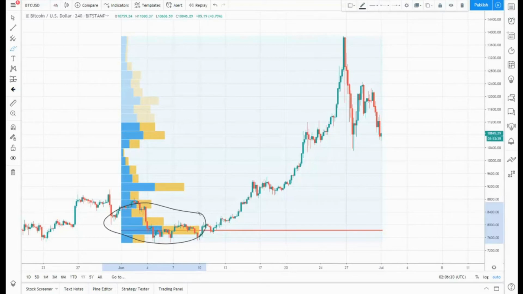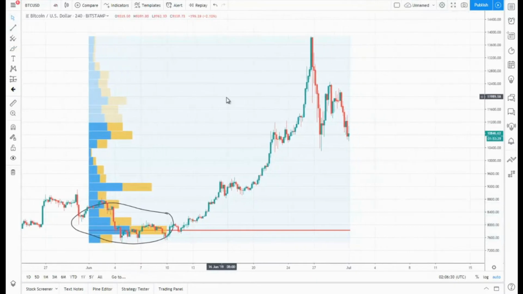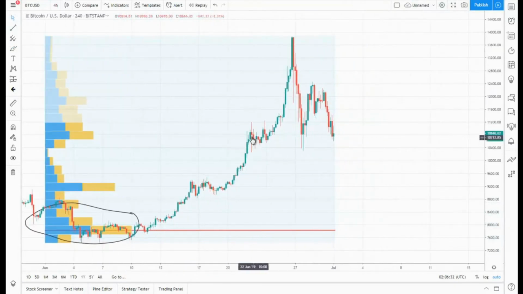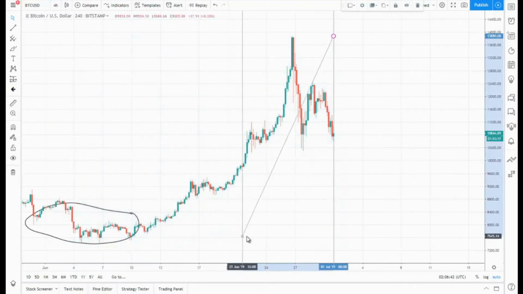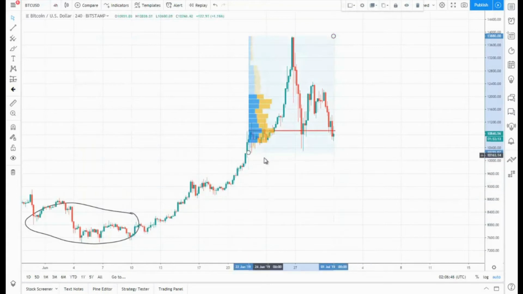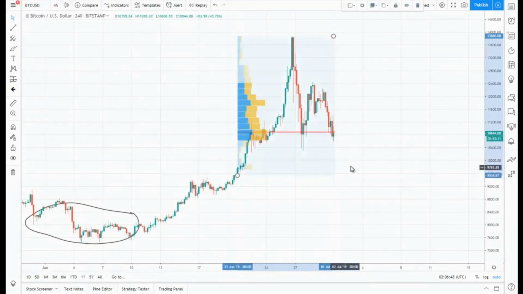Now, because what we want to do with the volume profile is to hunt for entries, what we're going to do right now is look at the volume profile over the past few sessions or over the past week. So we're going to click on the volume profile and then bring the range to June 22nd, or the past week or so.